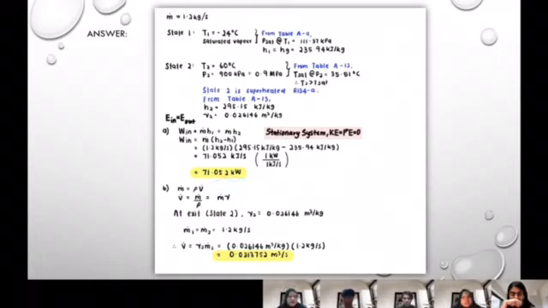The second part, we use the formula mass flow rate equals density times volume flow rate. At state 2, we know that the specific volume is 0.026146 m³/kg. As I said before, it is a steady state, so the mass flow rate is constant. We substitute the values and we get 0.0313752 m³/s.